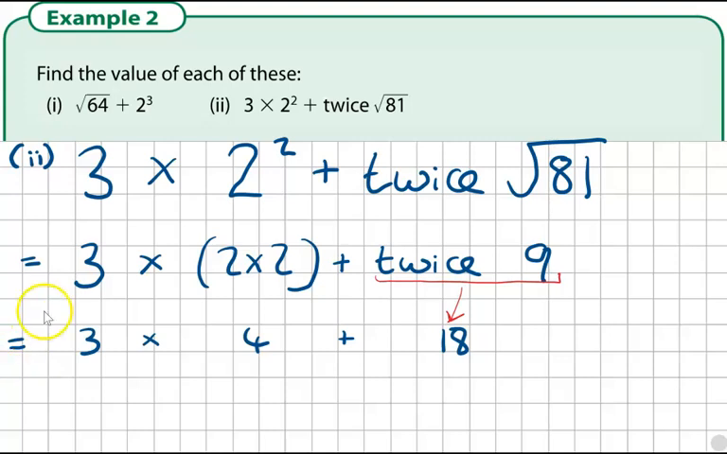So then we bring down the equals and the 3 and the multiply, and 2 times 2 gives us 4. We bring down the plus, and twice 9 means 2 times 9, which is 18. So twice 9 is 18. So then we're going to multiply. 3 times 4 is 12, and we bring down the plus 18. And then 12 plus 18 is 30.